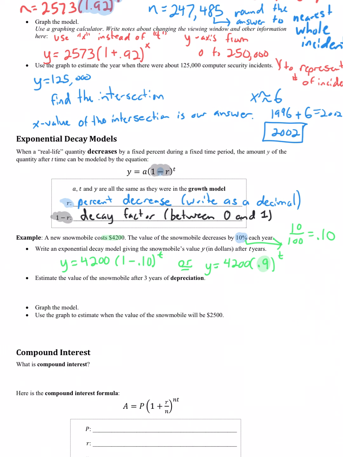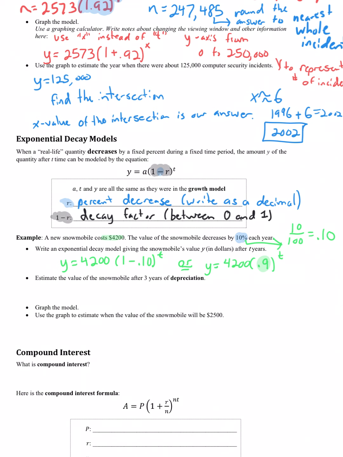Let's say after 1 year, you bought the snowmobile brand new for $4,200 and t equals 1 year. So you're just doing 4,200 times 0.9. What's that saying? It's 90% of its value. Exactly right. So that's the 0.9. So we're losing 10% of value. So we have 90% of the value left.